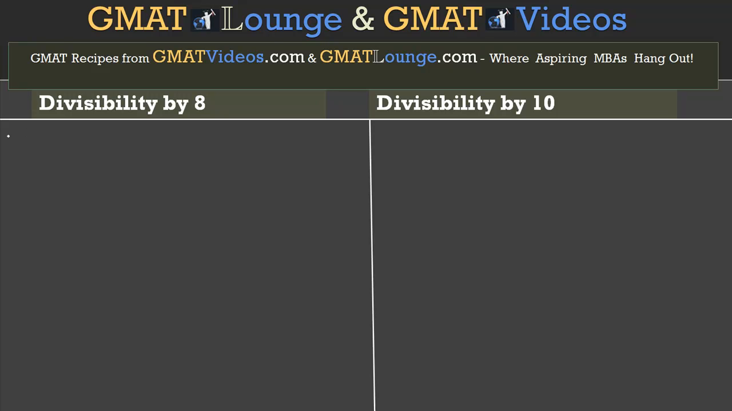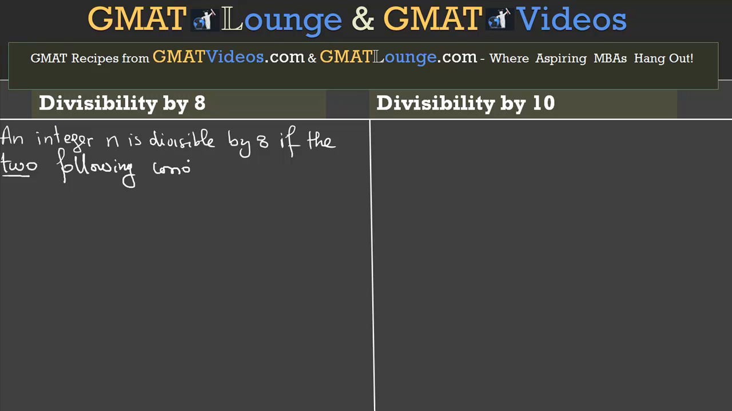So I say that an integer n is divisible by 8 if the two following conditions are met. Okay, spell out the conditions. Number one, when you divide n by 2, you need to get a quotient, let's call it q1, that is even. Okay, that's the first condition. Divide n by 2, the result should be an even integer.